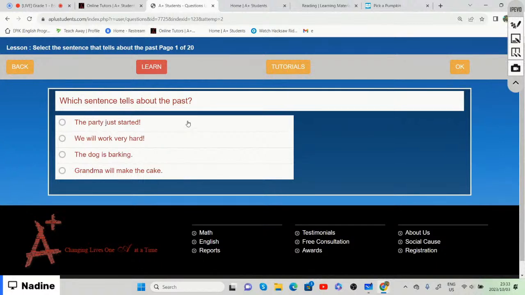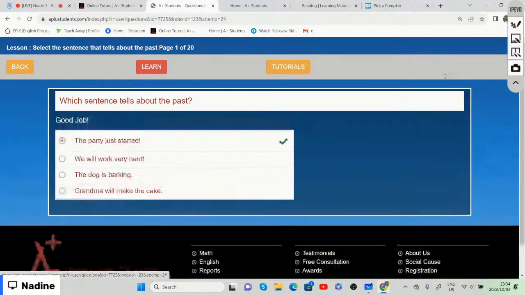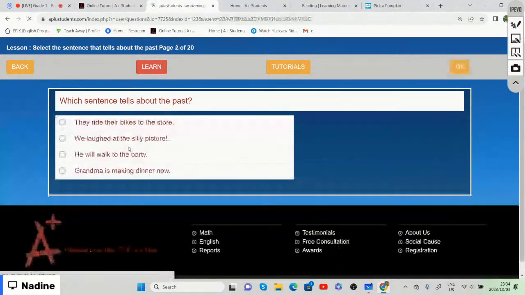And if we choose the correct one, we can say the party just started. Started, and that tells us about the past. It started and it ends with an ed.